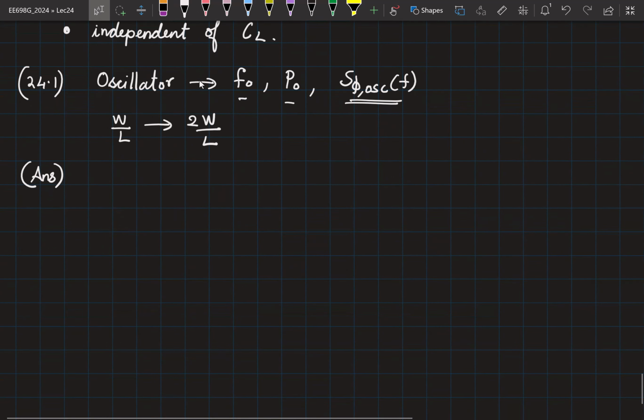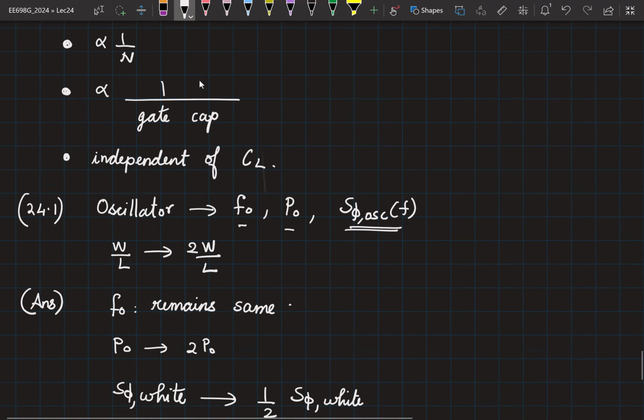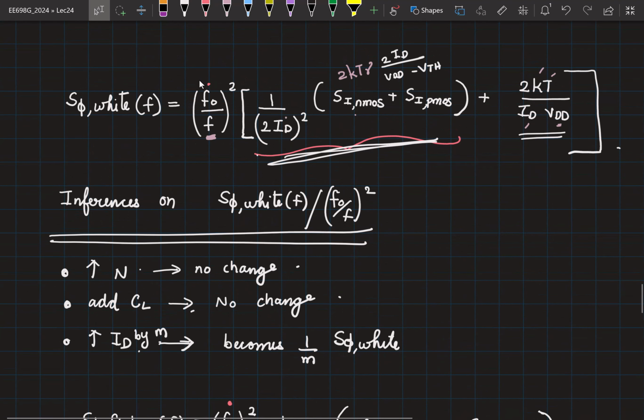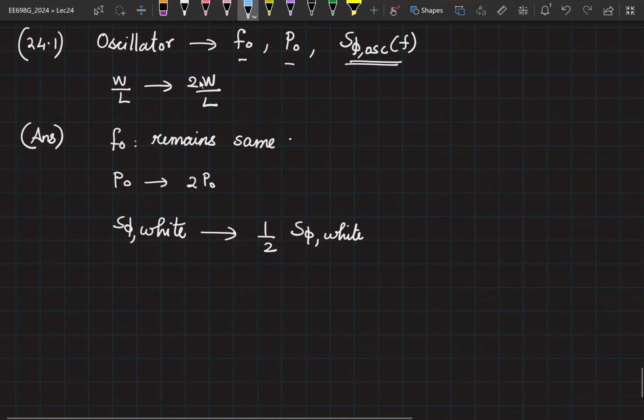So let's conclude. Your F0 remains the same. P0 becomes twice of P0. S5 white will become half of the original value. And why is that happening? Because you have ID here and you have one ID will remain here also. So this ID and ID square will cancel and you will have one ID remaining, right? Because of which the S5 white is reducing.